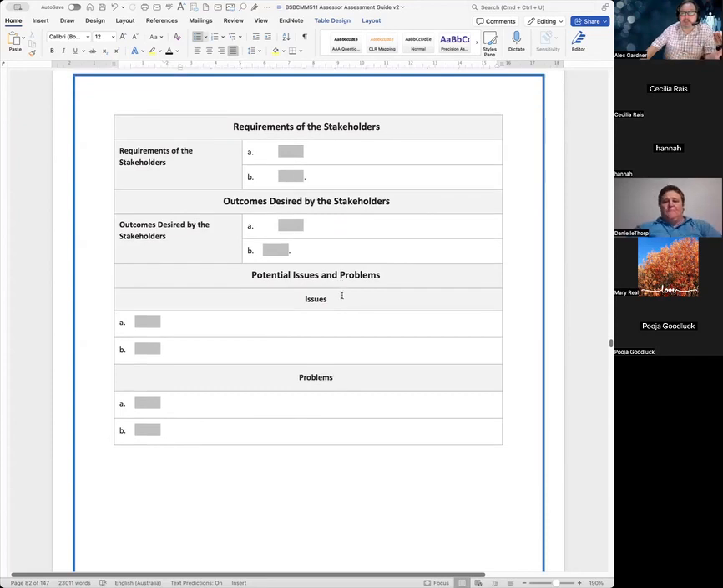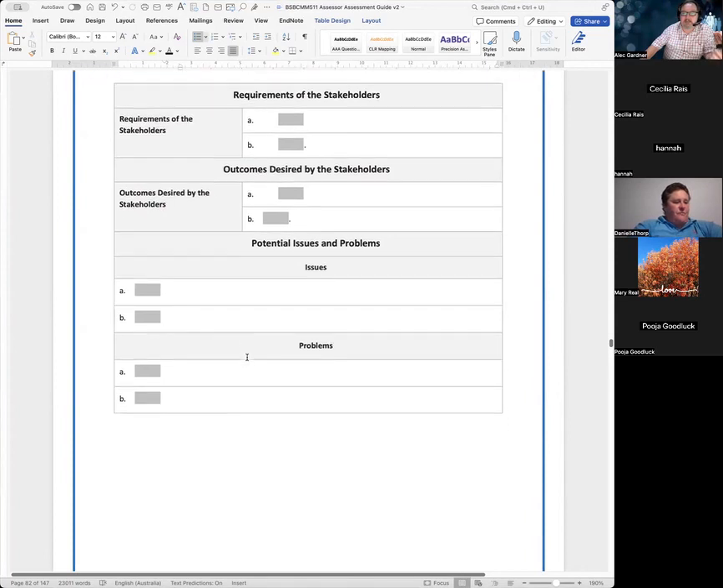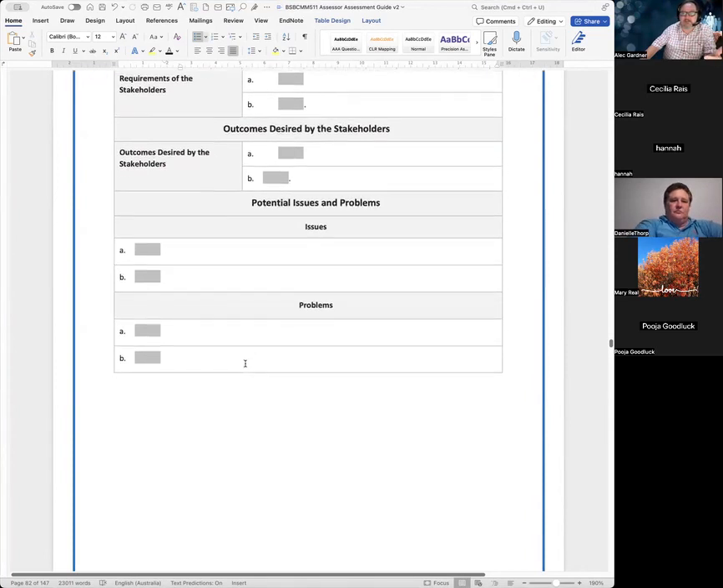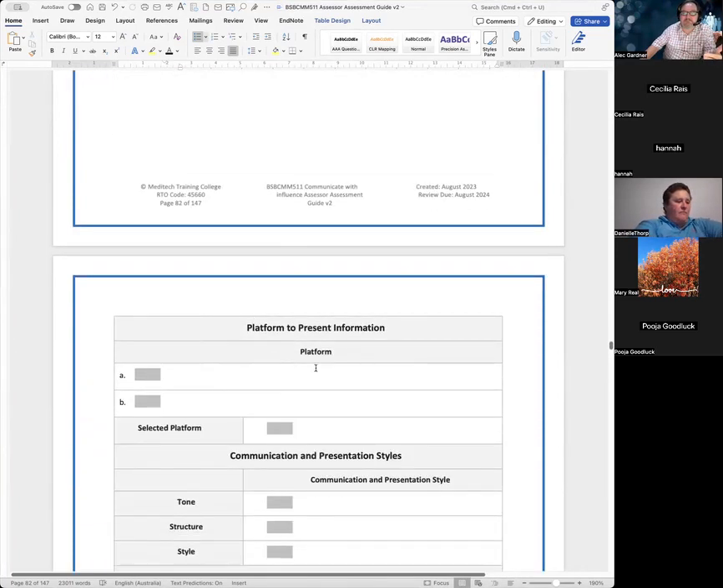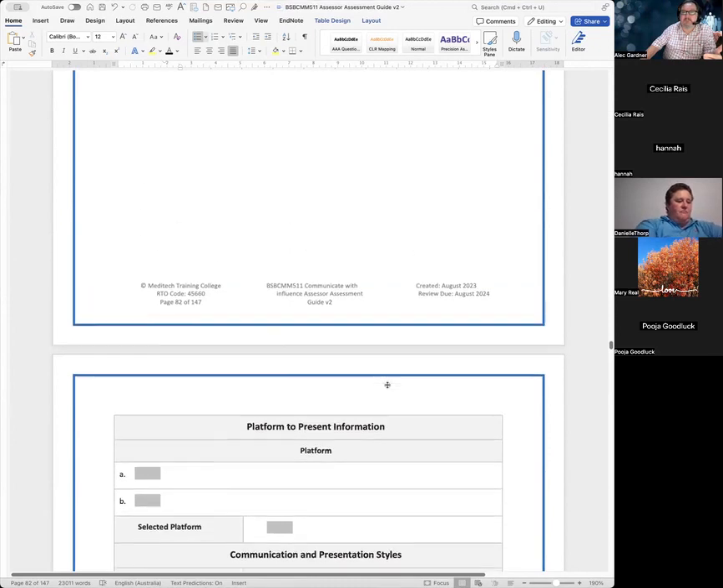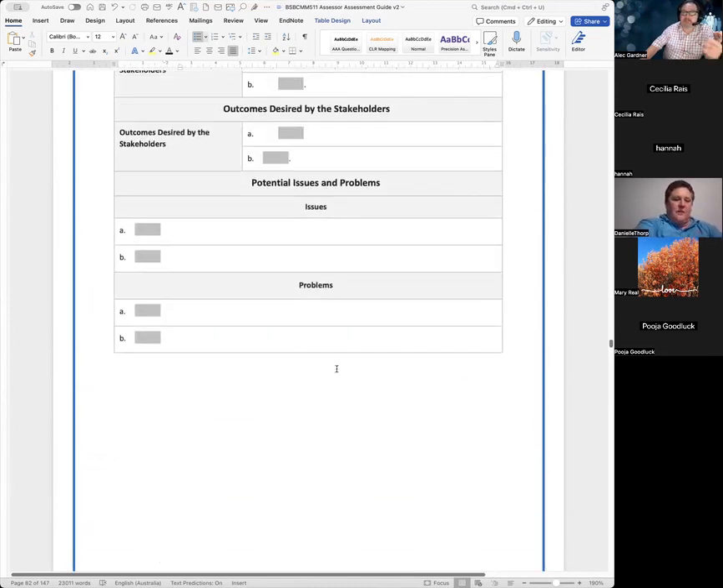So you're going to identify potential issues and problems. I want to see 2 issues, 2 problems that you've identified. Isn't issues and problems the same thing? Again, it's an interpretation of the words. So just stick to a problem is something that's going to affect the outcome.